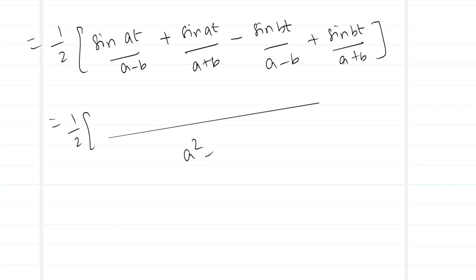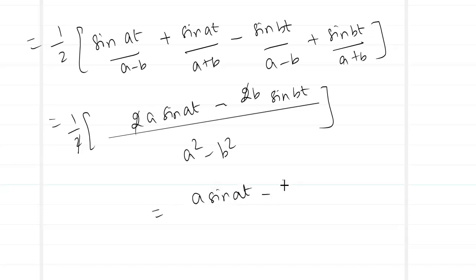So next step, where a minus b is there, you will have to multiply a plus b. Over here a plus b is there, you will have to multiply a minus b and adjust. So you will have 2a sin at minus 2b sin bt. Now on adjusting, this 2 can be cancelled off with the 1 by 2, and this leaves you with a sin at minus b sin bt divided by a square minus b square. Hence this completes the problem on convolution.